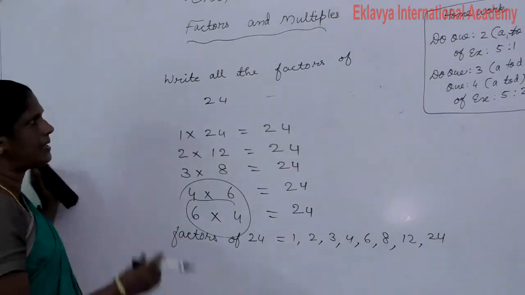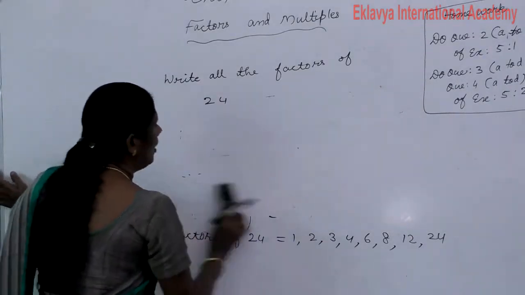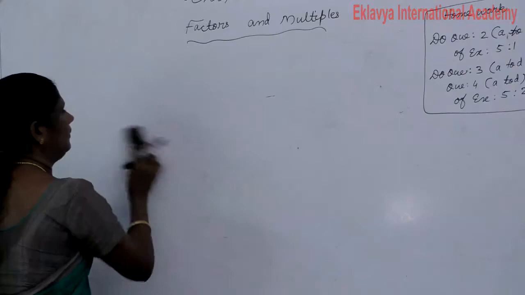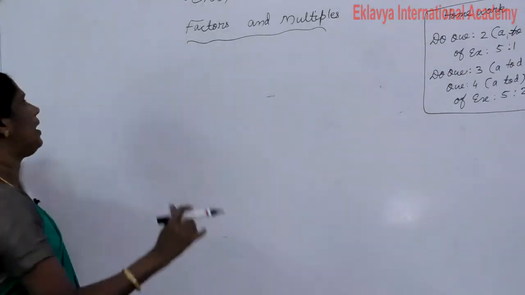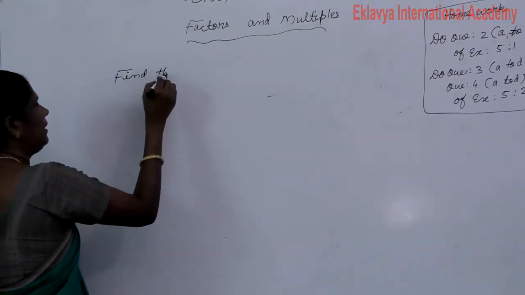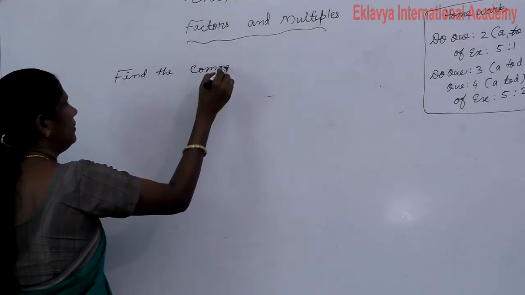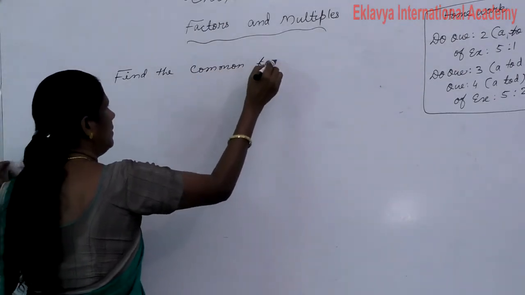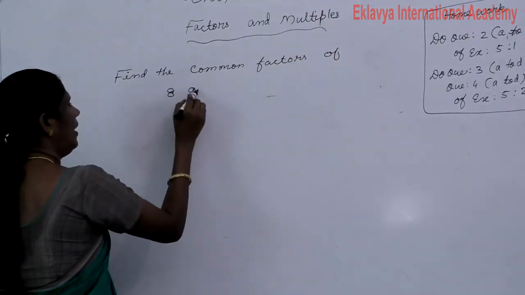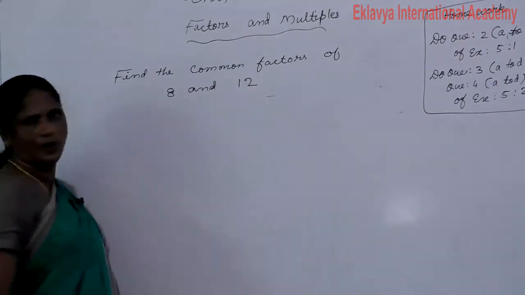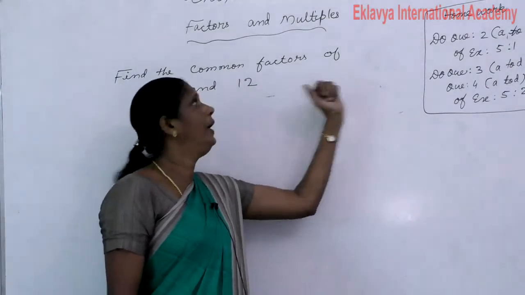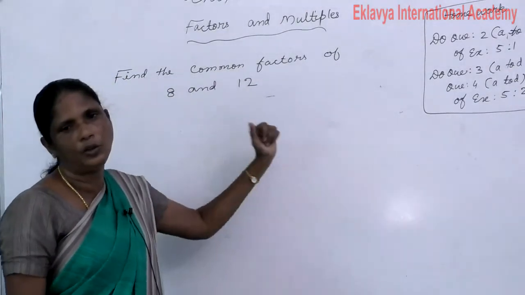Understand? Factors? Yes. Next, common factors. Find the common factors of 8 and 12. Okay. Find the common factors of 8 and 12.